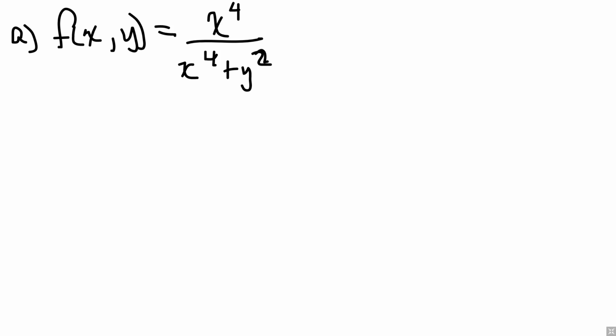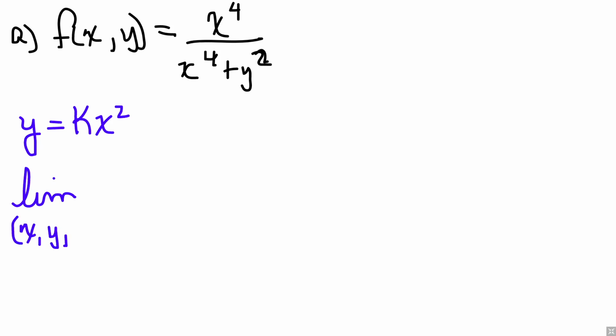So what I'm going to do is let y equal kx squared, where k is just some additional constant that's going to come into play. Okay, so I'm going to rewrite this and look at it in terms of a limit. So it's going to be the limit as (x, y) approaches (0, 0).